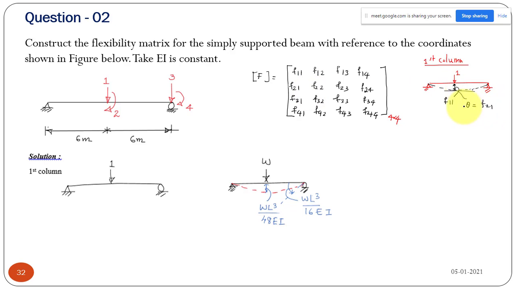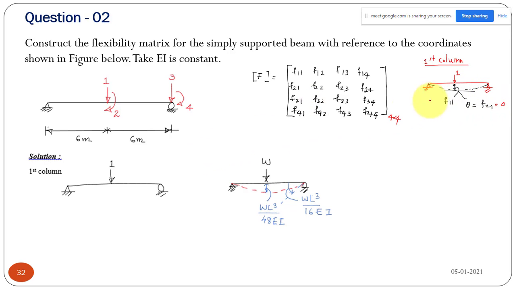Because first apply unit force corresponding to first coordinate, you will get first column and first row. So we can say F12 and F21 both, but I'm going with the columns. So your F21 will be your rotation at the center. Can you tell me what is the value of rotation at the center in this case? We have a simply supported beam, and I am applying a point load. Yeah, rotation will be 0 because we'll have maximum deflection, so the rotation will be 0. So F21 will be 0 automatically.